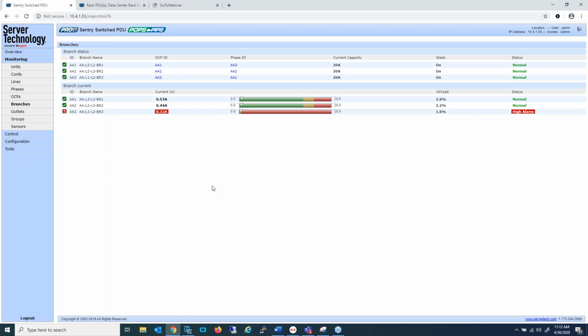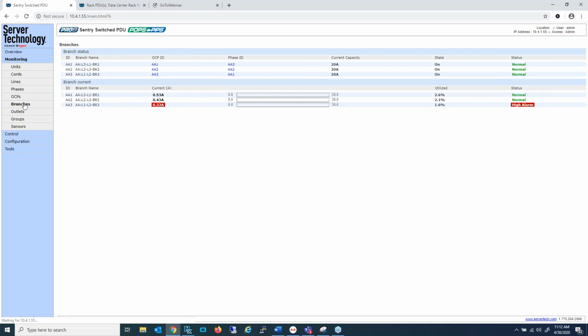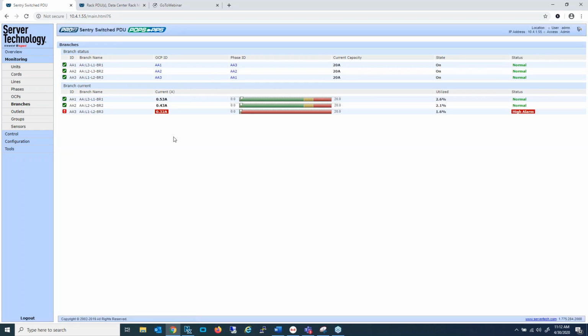Branches, in the simplest sense, is the current passing through each circuit breaker that is built into the PDU. We call those overcurrent protectors, which you'll see over here on the left, but the branches is where we will find the current reading as well as the status and current capacity. All of the Server Technology alternating current Pro 2 products utilize circuit breakers that are rated for 16 amps continuous and 20 amps maximum. We can see that in this section over here.